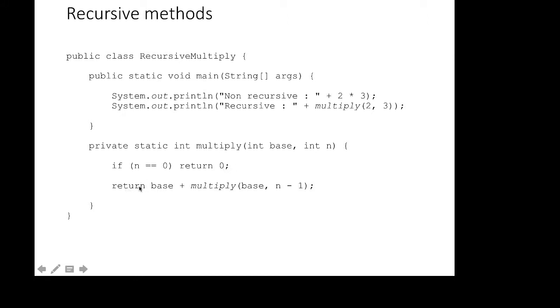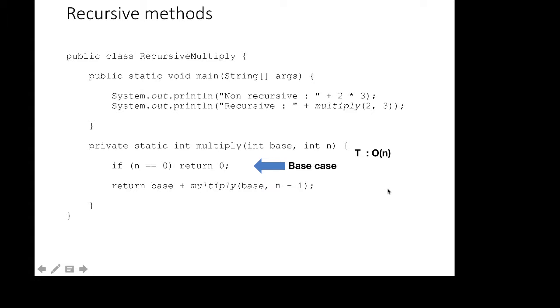And in the second and last line in this method, I'm simply summing the base number plus another call to multiply, passing the base number, which is 2, and n minus 1, which means I'll be simplifying the problem here. I'm passing here 3 minus 1, then the next call 2 minus 1, 1 minus 1, until I get 0, and then this is where my recursion ends. That's my base case. Let's not forget that.